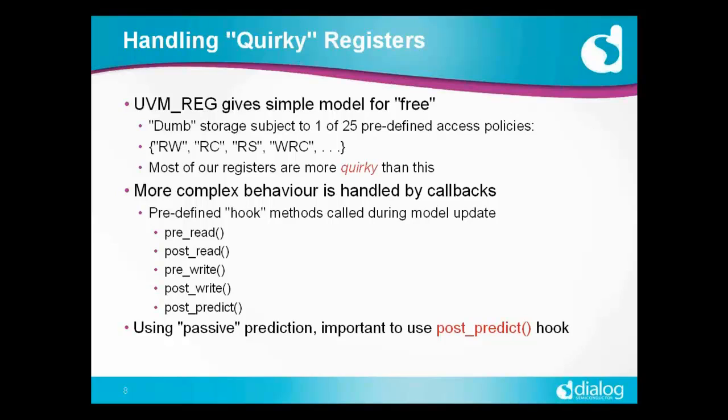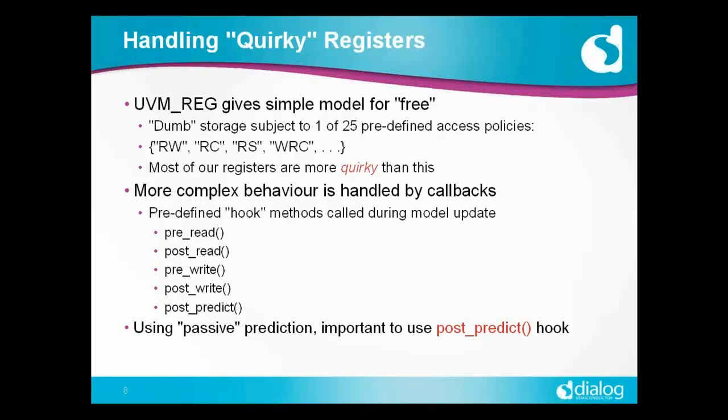So, for example, you can see that we've got hook methods that will get called just before a read happens, just after a read happens, just before a write, just after a write, and after a predict has happened on a register field. So for us, we need to put all our quirky behavior in the post-predict callback, because we need to make sure that we are updating our model based on observed bus transactions rather than something that's explicit, because we're not always necessarily using the read and write methods from a sequence.